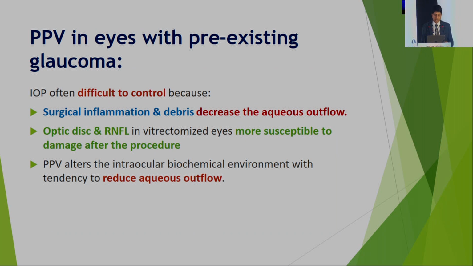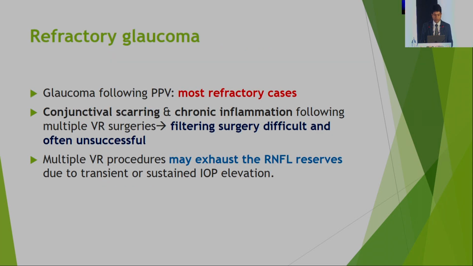So what happens in eyes that already had pre-existing glaucoma, if PPV is done, IOP is often difficult to control because the surgery-related inflammation and debris decrease the aqueous outflow in the immediate post-op period, and also the optic disc and the retinal nerve fiber layer in vitrectomized eyes are more susceptible to damage after the procedure. PPV also alters the intraocular biochemical environment with a tendency to reduce the aqueous outflow. So glaucoma following PPV is one of the most refractory types of glaucoma.